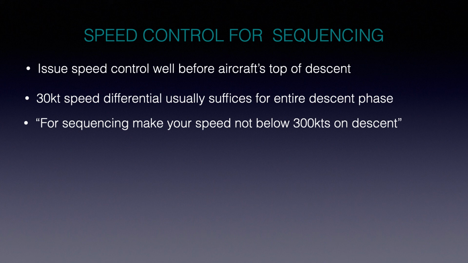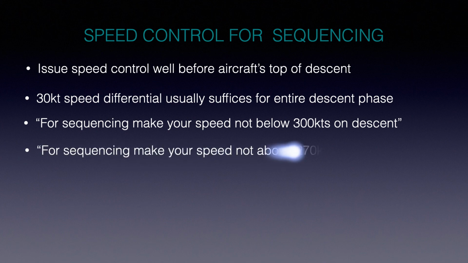So there are different ways to do it. There is no one particular way, but just make sure that you've told the pilot before he begins his descent, or just as he begins his descent, to initiate the speed control. And then obviously for the next aircraft, you'd say something like, for sequencing Qantas 132, make your speed not above 270 knots on descent. So you've now got this 30 knot differential.